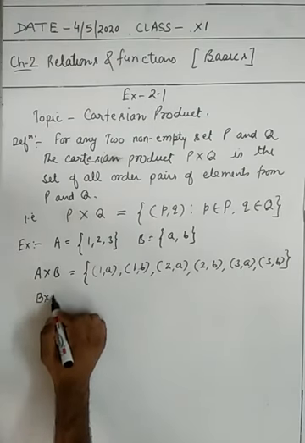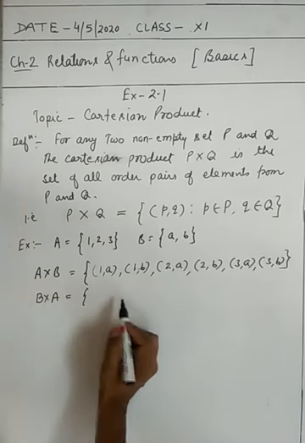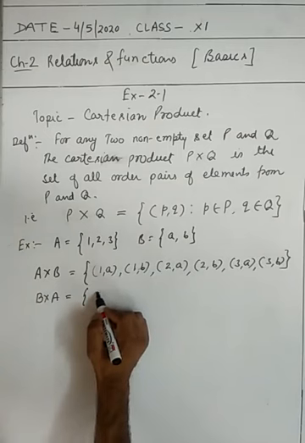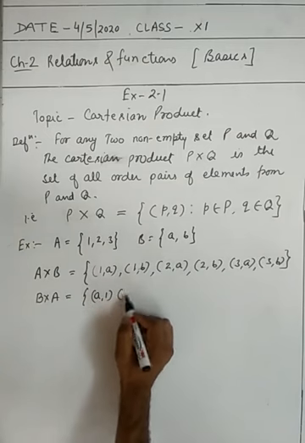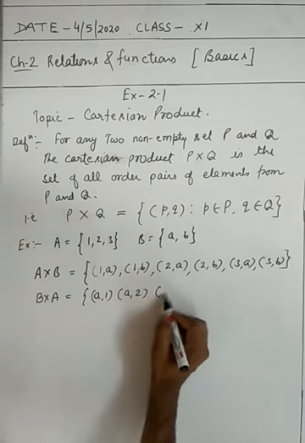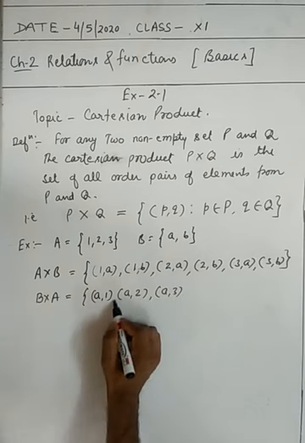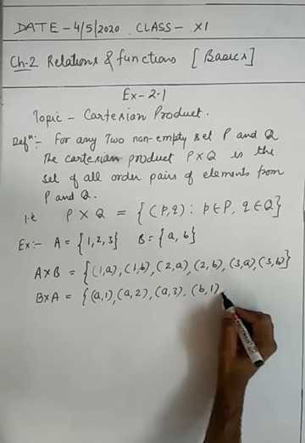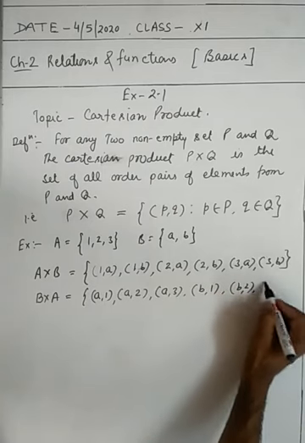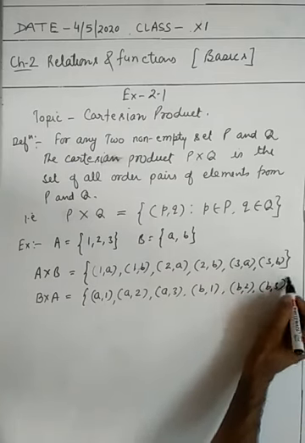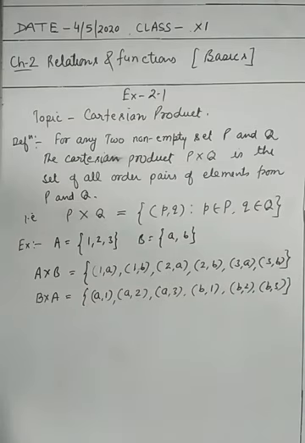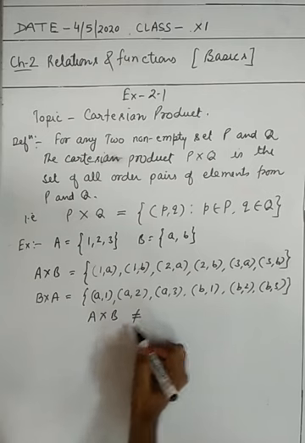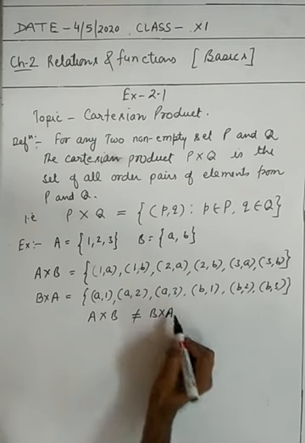Now if we find B cross A, then the first element from B, means the order gets reversed: a1, a2, a3, then b1, b2 and b3. Is A cross B equal to B cross A? No. A cross B is not equal to B cross A.